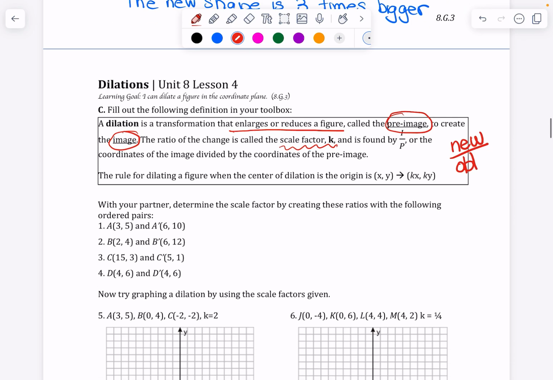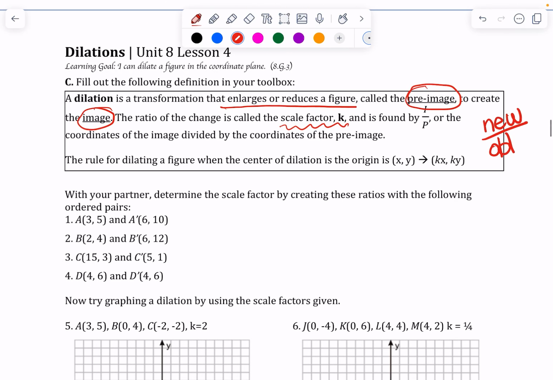Okay, so it says, with your partner, determine the scale factors created. So it's saying, what did you have to multiply the first point by to get the second point? So you're going to take the new shape, so 6, and divide it by the old shape, and you get 2. And do the same thing with the y-coordinate. So 10 divided by 5 is also 2. So the scale factor for number 1 is 2, because you're multiplying the first one by 2 to get the second one. So pause the video and see if you can finish figuring out the other scale factors.